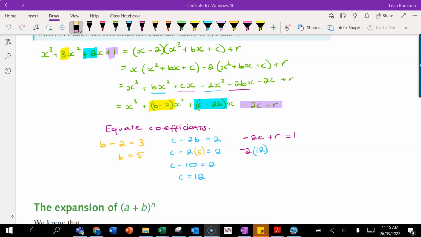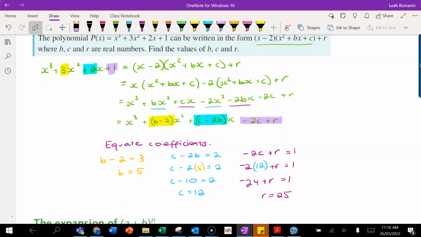Now I'm back. So we've made c is equal to 12. So negative 24 plus r is equal to 1. Plussing 24 to the other side, I have that r is equal to 25. So now we've equated all of our coefficients and we've found b, c, and r.